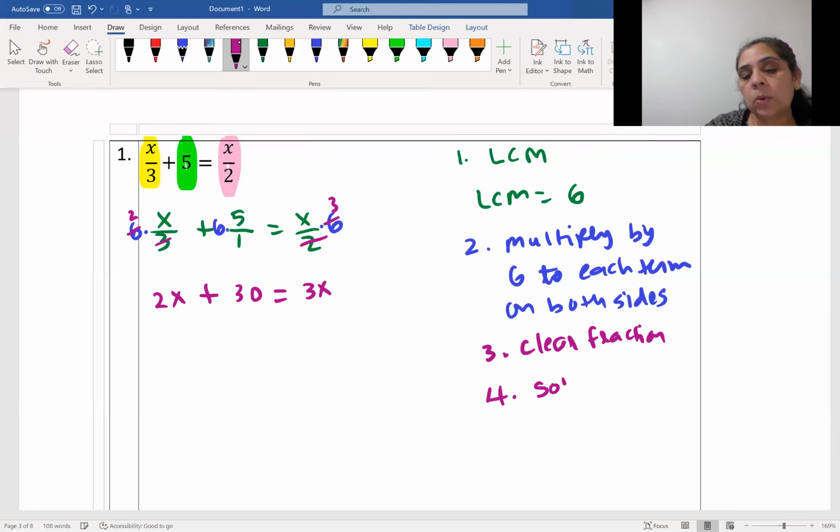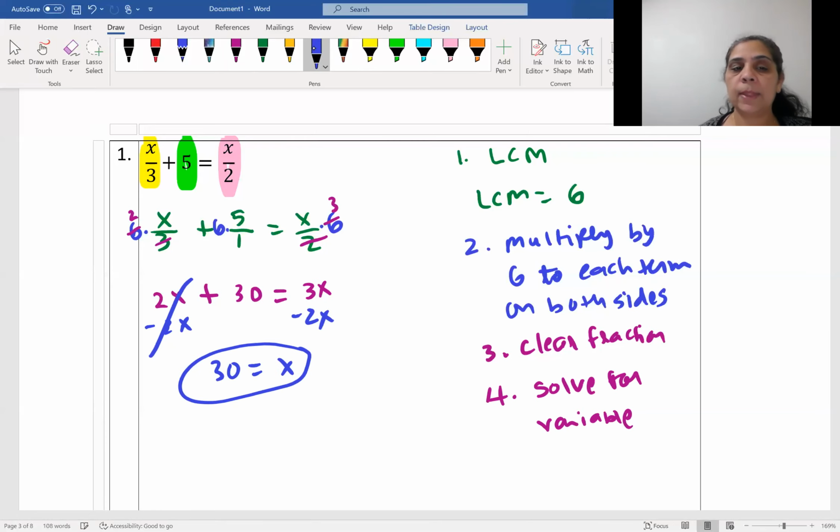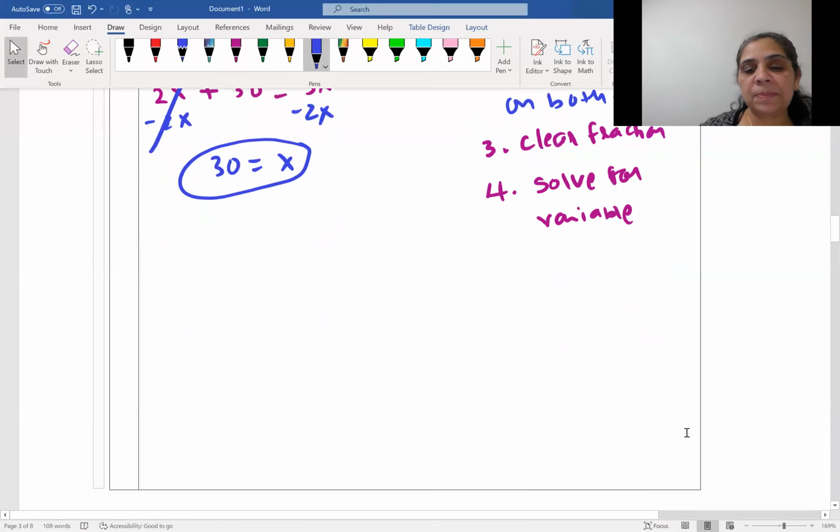So we will solve for the variable. Now we have x on both sides, so we can remove 2x. We can subtract 2x on both sides. So now we have 30 equal x, and that is the answer. Everyone is good so far? Okay. Let's see the next example.